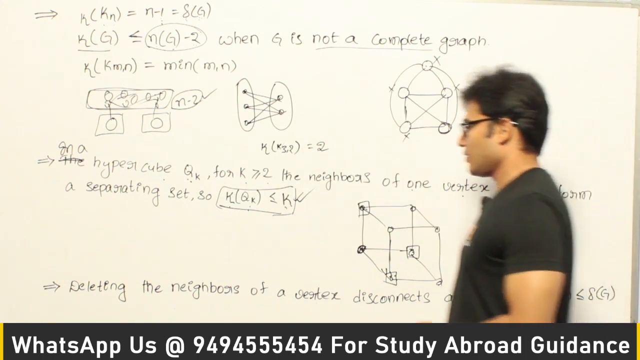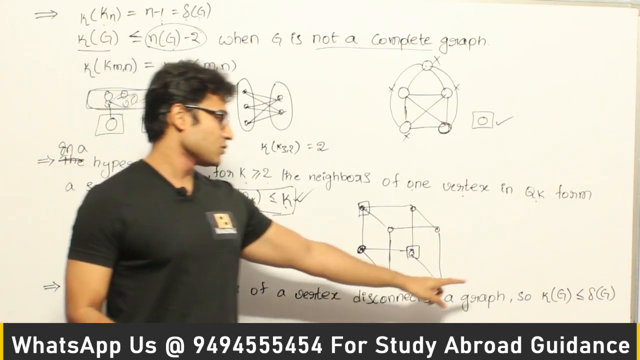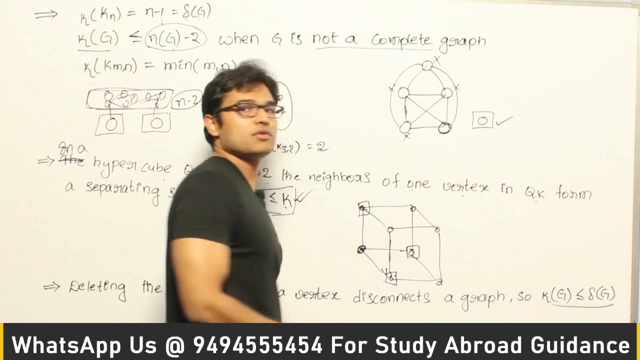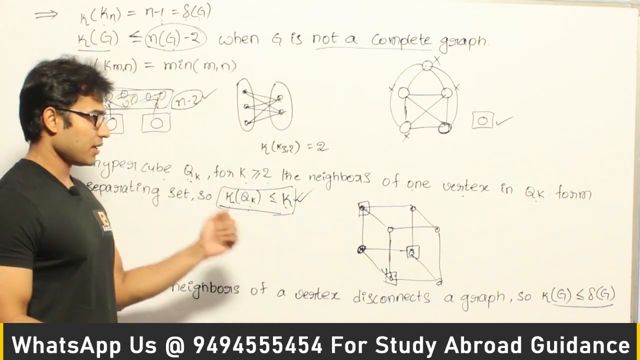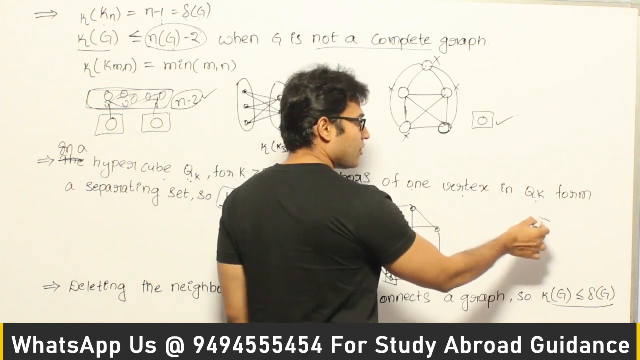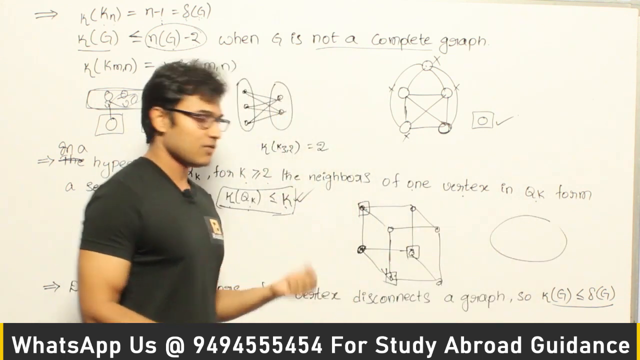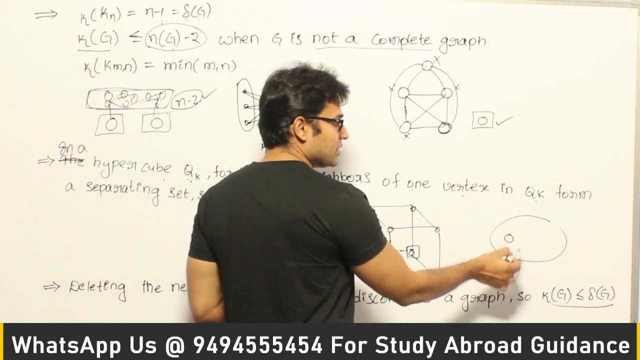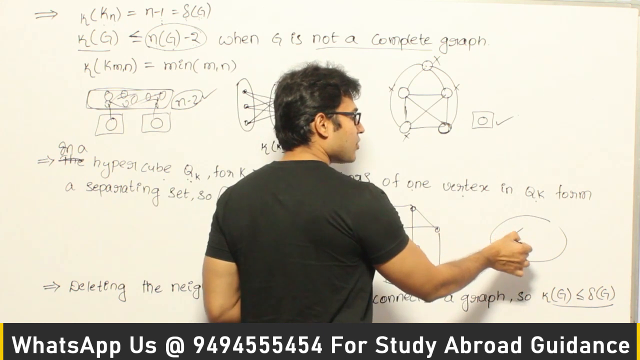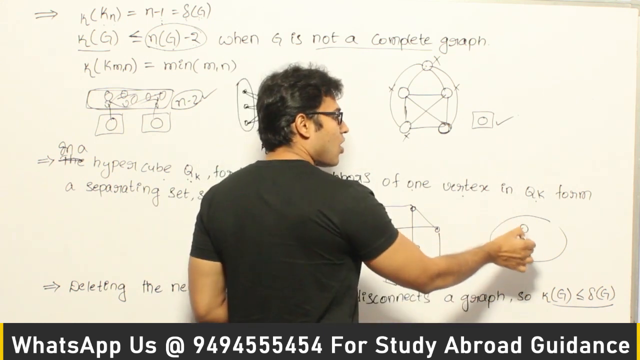Now, deleting the neighbors of a vertex disconnects a graph. So kappa of G will always be less than or equal to small delta of G. What I mean by this is, if you have a graph, then in order to disconnect that graph, in the simple case you can take a vertex which has the least degree. Least degree means it has the least number of neighbors. Then I'll remove all those neighbors.